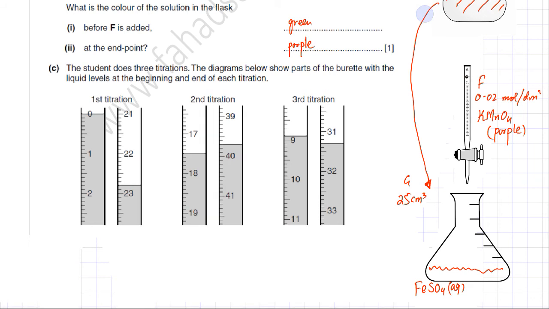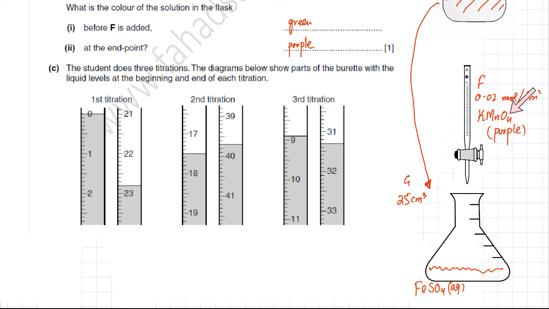So the flask over here has no more FeSO4, and if you keep on adding KMnO4, the purple solution would fall into this flask and give the solution a purple color. So that is the end point, the point where you should stop adding KMnO4. Initially it's green and it changes to purple.